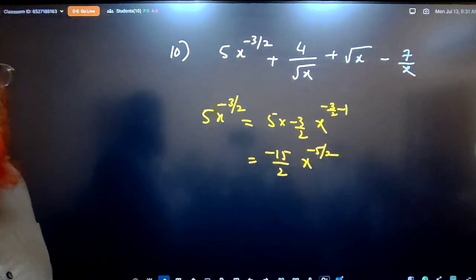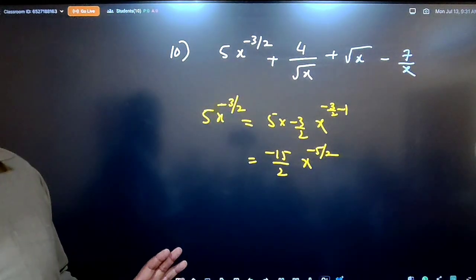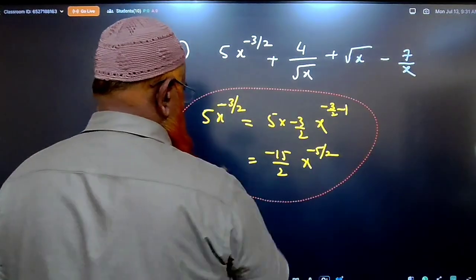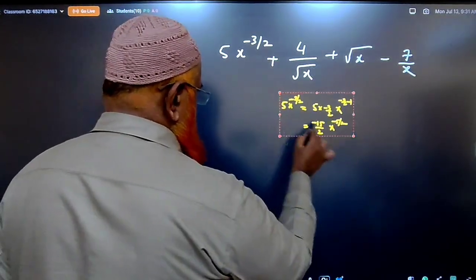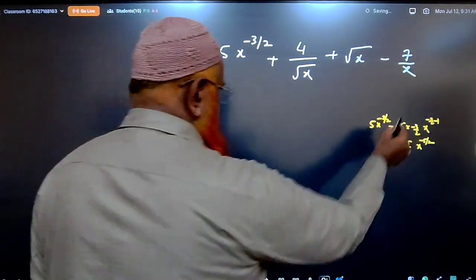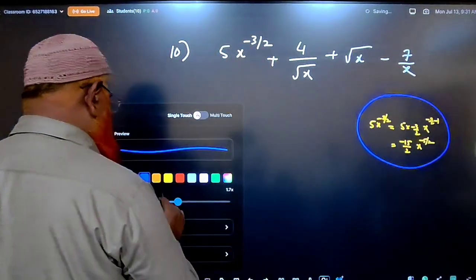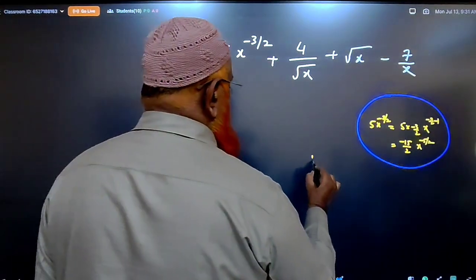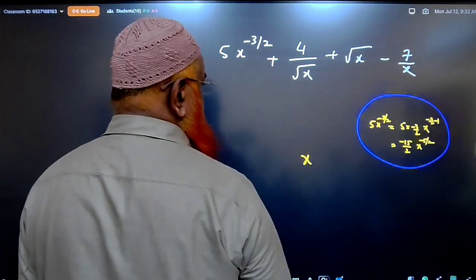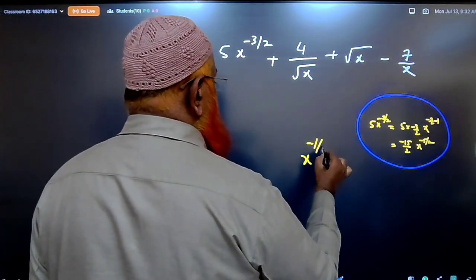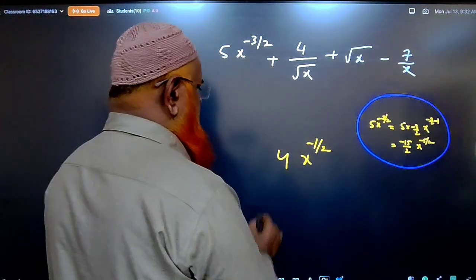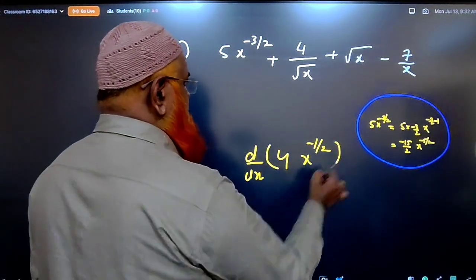Is it okay? Understood what I am saying now? So differentiation of the first term is over. Now let us differentiate the second term. See, 4 you keep like that only. Root x can be taken as x power of 1 by 2. It comes to the numerator and becomes x power of minus 1 by 2. So 4, as it is a constant, you keep like that only. Now differentiate this with respect to x.